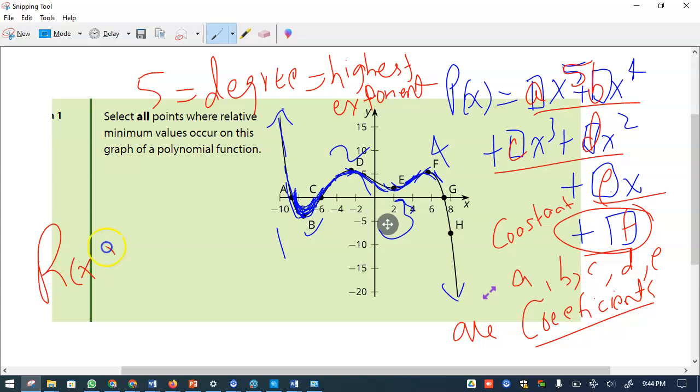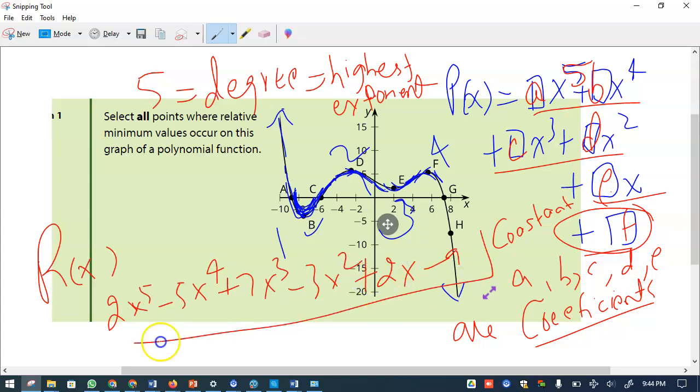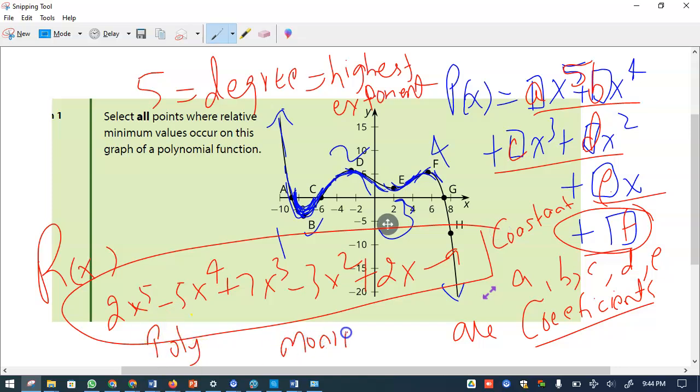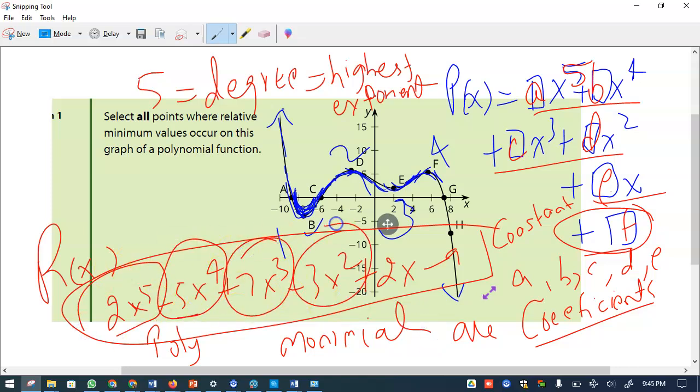I can just write R of x as a polynomial, like 2x raised to 5 minus 5x raised to 4 plus 7x cubed minus 3x squared plus 2x. This is the poly. Poly means many monomials are combined here. All these are monomials. Why are they monomials? Because you're multiplying a number to the variable with an exponent which is 0, 1, 2, or 3. You cannot have a negative exponent there.